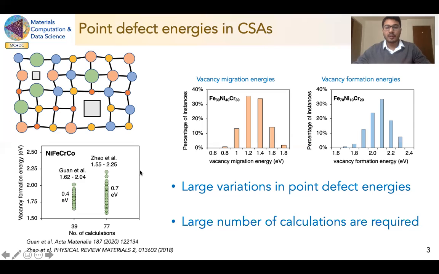So apart from large variations in point defect energies which exist anyway, number of calculations also influences the distribution in the energies. So for example, in this bottom plot, the vertical axis is the vacancy formation energy and the horizontal axis is the number of calculations. Zhao et al. and Guan et al. both performed calculations on this equiatomic alloy, and Zhao et al. performed twice the number of calculations, and you can clearly see that the variation is also twice. So this shows that to capture the right distribution in the defect energies, large number of calculations are important.